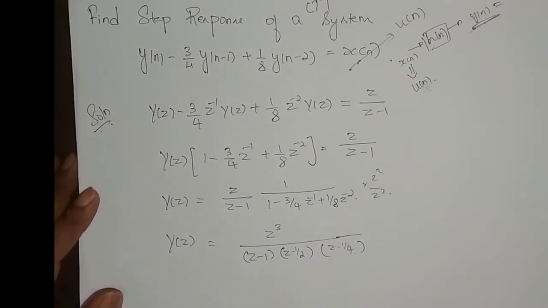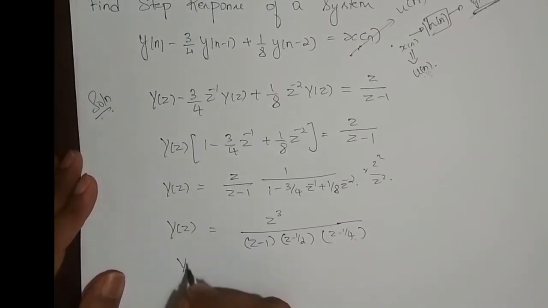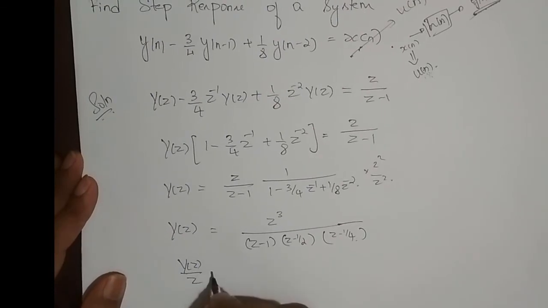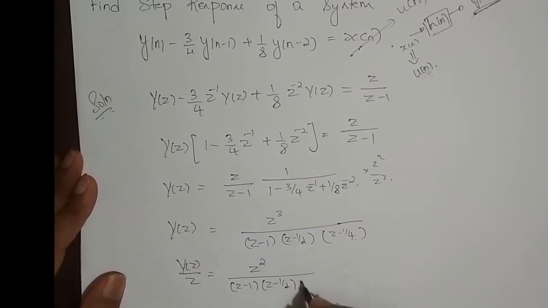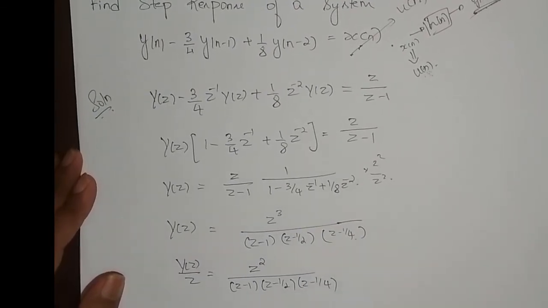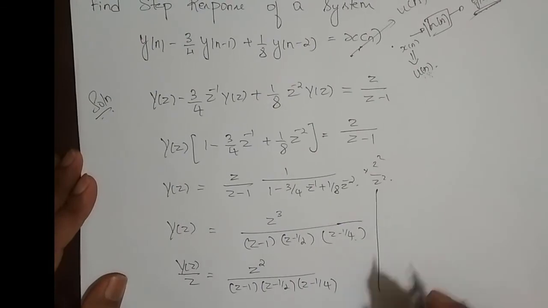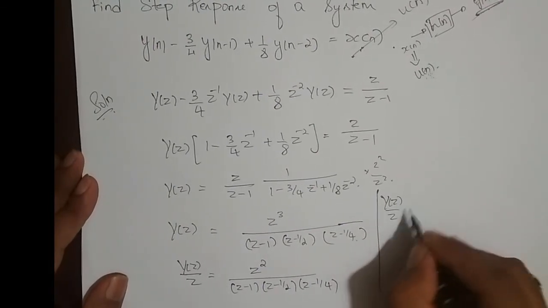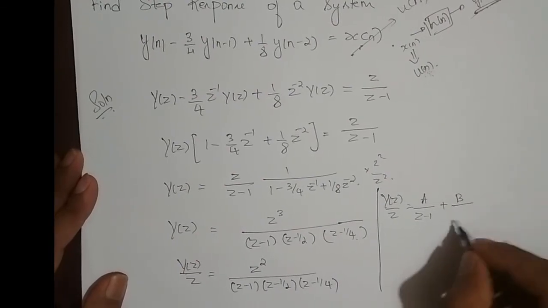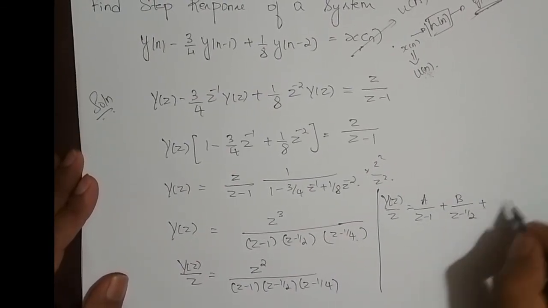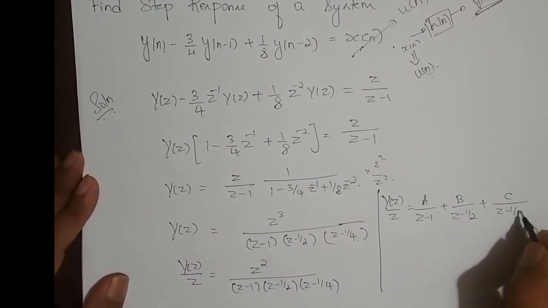Okay, so what's the next step? I need to perform partial fraction expansion. Before that I have to bring it into the form of Y of z by z, which is equal to z square divided by z minus 1 into z minus 1 by 2 into z minus 1 by 4. Now Y of z by z is equal to A divided by z minus 1 plus B divided by z minus 1 by 2 plus C divided by z minus 1 by 4.